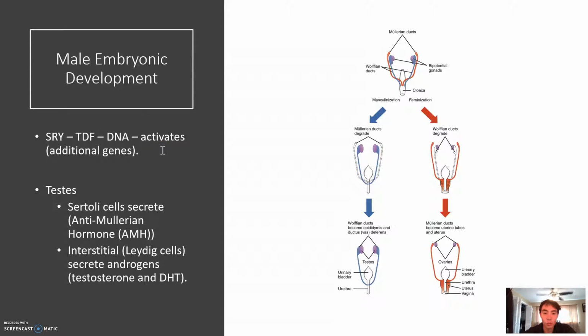Testosterone and DHT are the dominant steroid hormones in males. AMH causes Mullerian ducts to regress, while testosterone causes Wolffian ducts to become male accessory structures like the epididymis, vas deferens, and seminal vesicle. Testosterone will control the testes lowering from the abdomen into the scrotum. DHT controls the rest of male sex characteristics as well as the external genitalia.